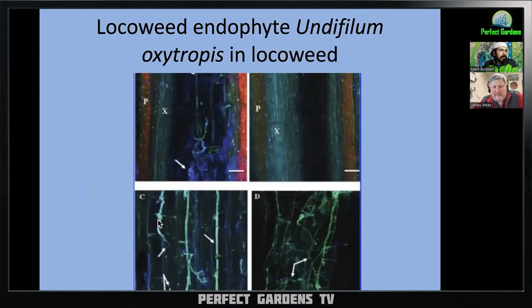When I was a student, I was interested in this one and tried to figure it out, but I never found it. I guess I didn't look hard enough. It was discovered by some investigators out west who were working on loco weeds, and they discovered that the endophyte is there and the endophyte is producing it.